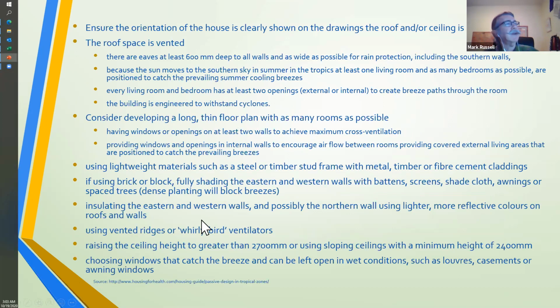Use lightweight materials, fully shading eastern and western walls, insulating as much as possible, using vented ridges. The whole idea is you want your roof to vent on you. Choosing windows that catch the breeze and can be left open in wet conditions, right? Make a big difference.